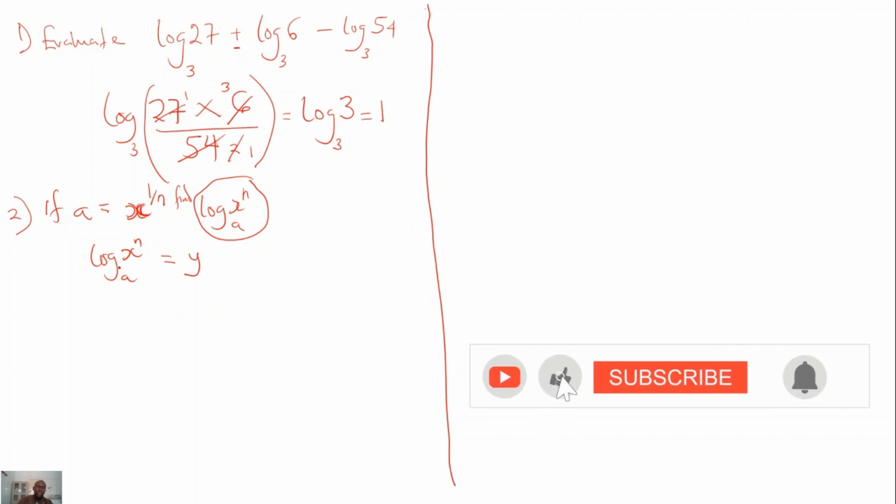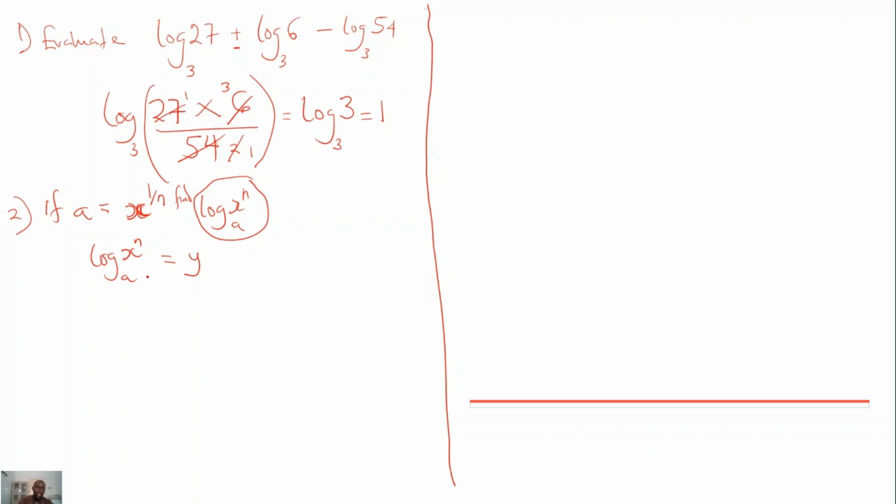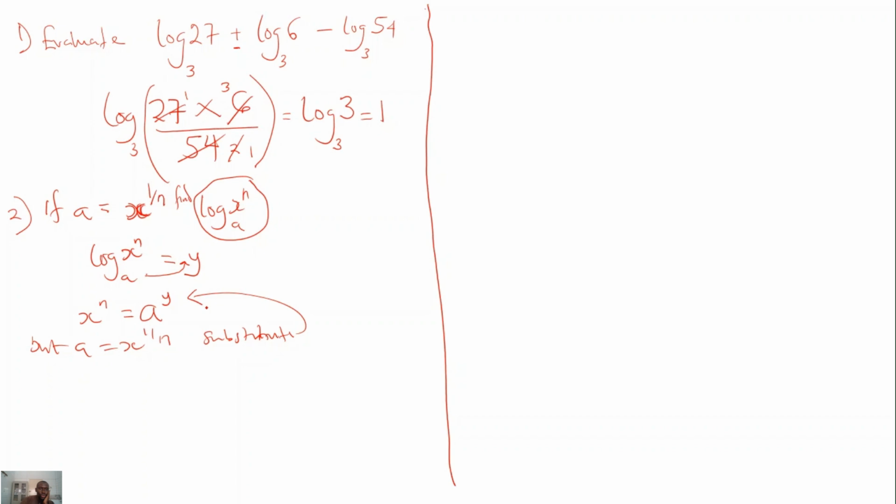Now from the last rule I talked about earlier, this can come to this side and carry y as its power. So we have x raised to power n is equal to a raised to power of y. Now they told us that a is equal to x raised to power 1 over n. Let's substitute it in this equation. If we substitute it, we'll have x raised to power n is equal to x raised to power 1 over n, bracket y.